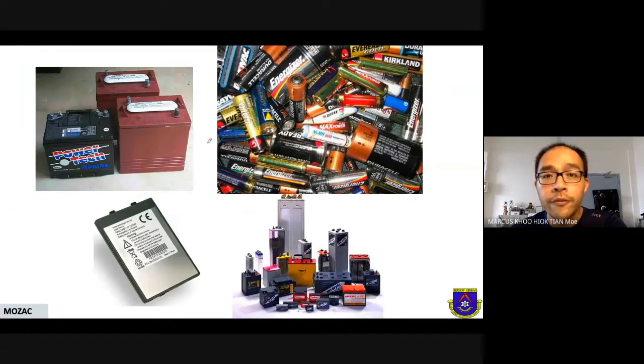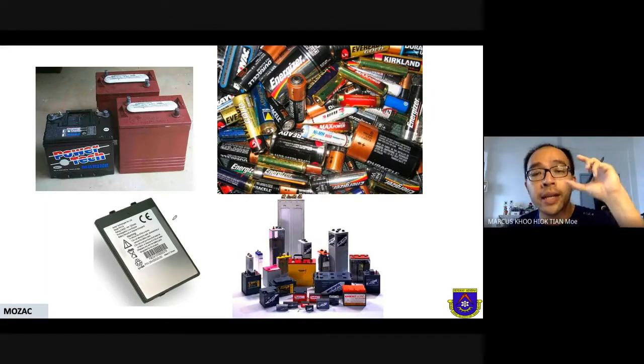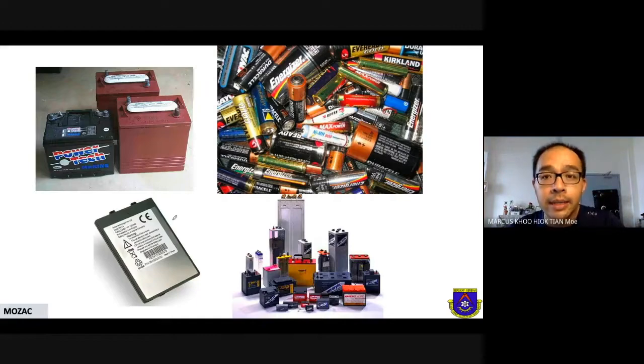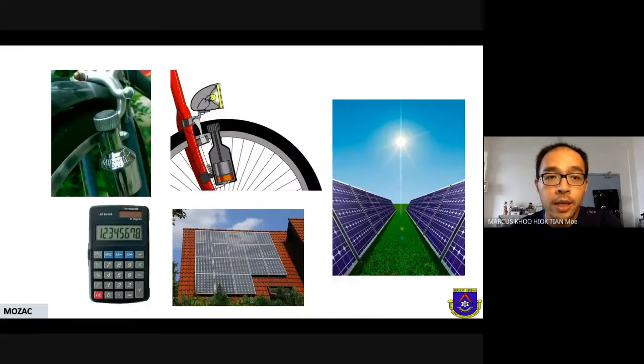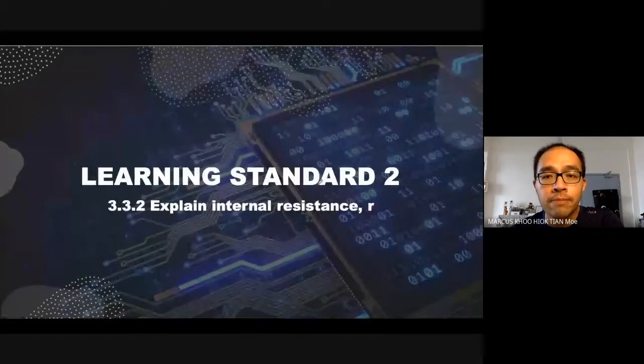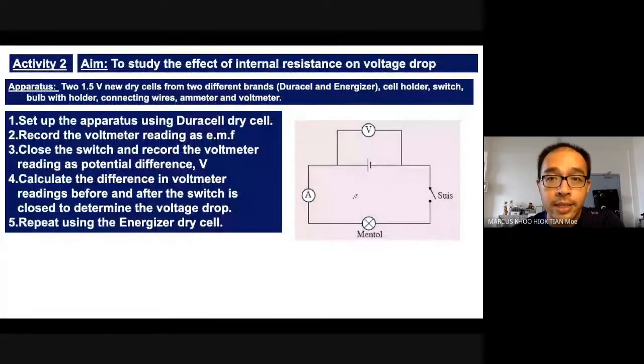Different batteries obviously will have different E.M.Fs. A big 9 volt battery will have a 9 volt E.M.F. A battery in a car will have a different E.M.F. Even your phone batteries have their own E.M.Fs. But the E.M.F is the amount of energy that is able to be stored inside a particular battery. So all these are examples of this. Now, internal resistance. What causes the voltage drop? It is because of the internal resistance.